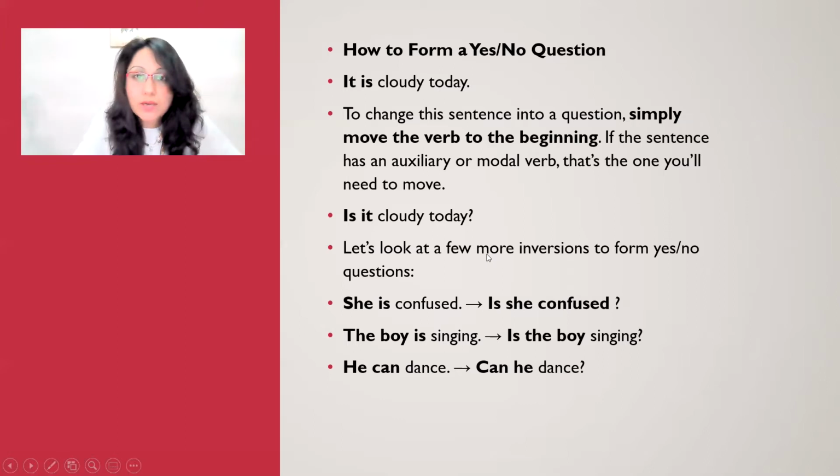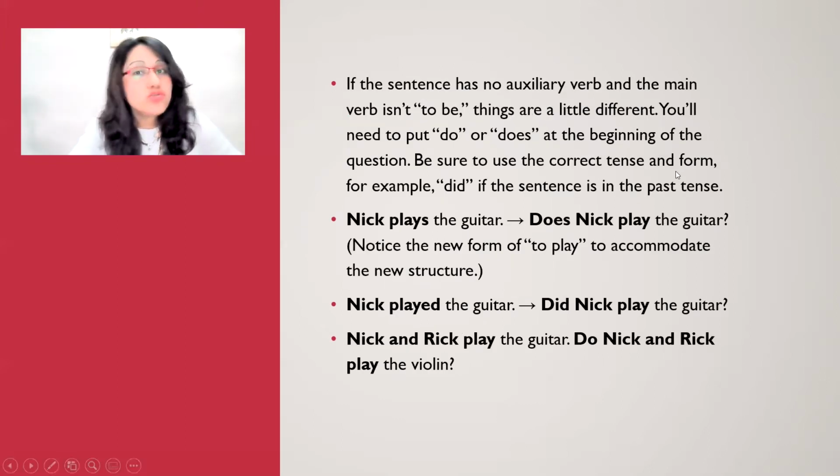Okay. So moving on with the next one, which is if the sentence has no auxiliary verb and the main verb isn't to be. So when you have no auxiliary and the main verb isn't your to be, then things are a little bit different. All you have to do is put your do or does at the beginning of the question. And again, you have to be sure what the tense of the sentence is. So if the tense is past, then you add your did. Okay, with examples. So look at this one here. Nick plays the guitar. Now, as you can see, you just have the main verb, which is plays. All right, and you don't have any auxiliaries here. So how would you make it?